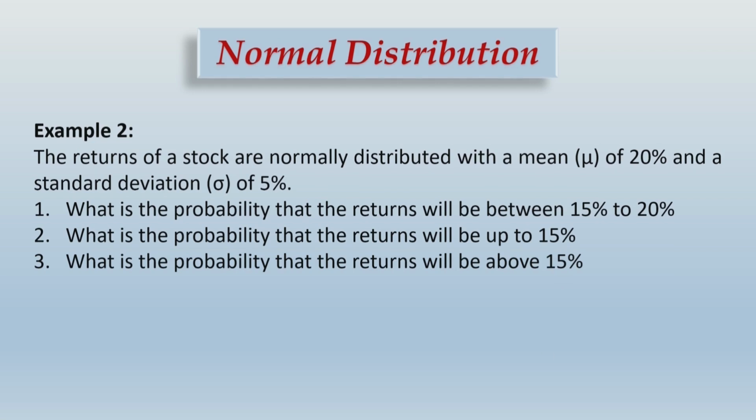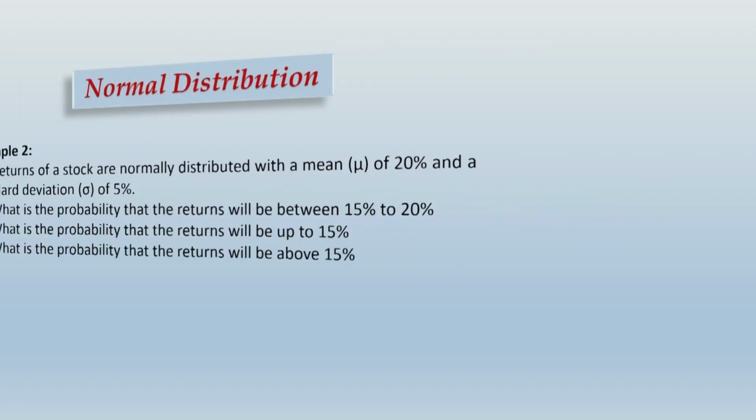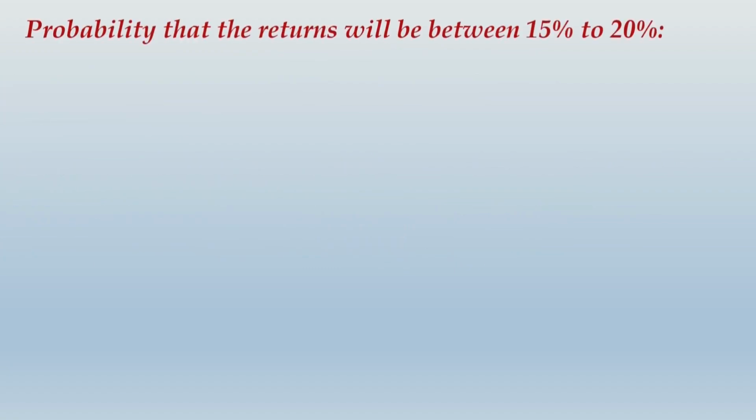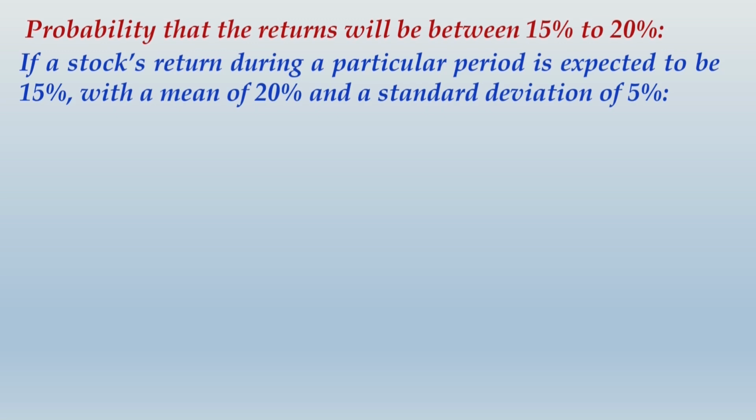So what we do is, we first of all take up the requirement, that is the probability that the return will be lying between 15 to 20%. So if a stock's return during a particular period is expected to be 15% with a mean of 20% and a standard deviation of 5%, first let us compute the Z score or the Z value. So Z value is coming to exactly -1, that is x minus mu divided by sigma.